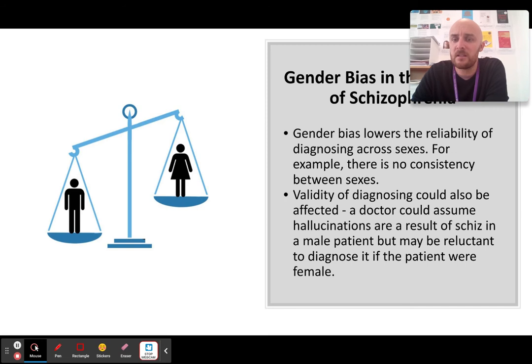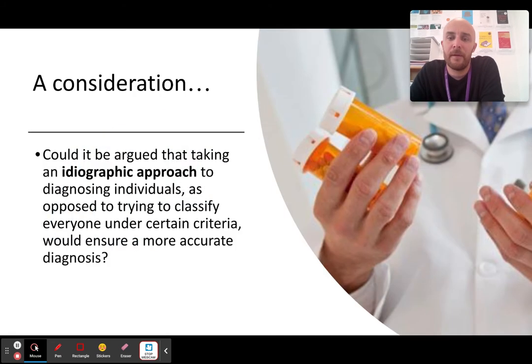misdiagnose. So gender bias lowers the reliability of diagnosis across the sexes. So, for example, there is no consistency between the sexes. Validity of diagnosing can also be affected as well. So you can argue both sides to this. Reliability of diagnosis and validity of diagnosis are both affected because the doctor could assume that the hallucinations are the result of schizophrenia in a male patient, but may be reluctant to diagnose it in a female patient.